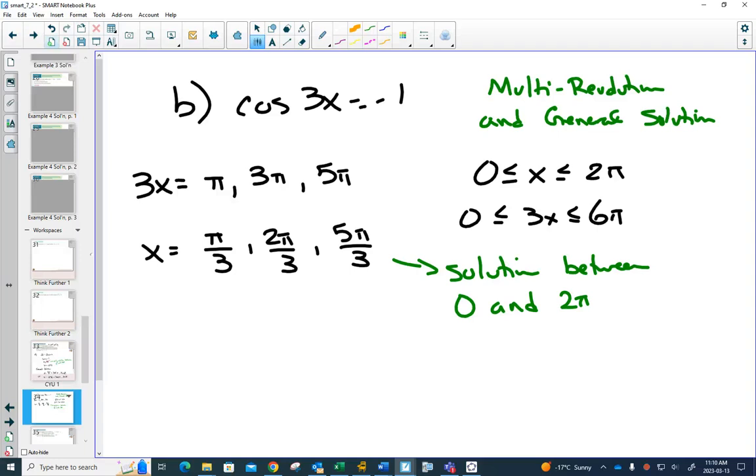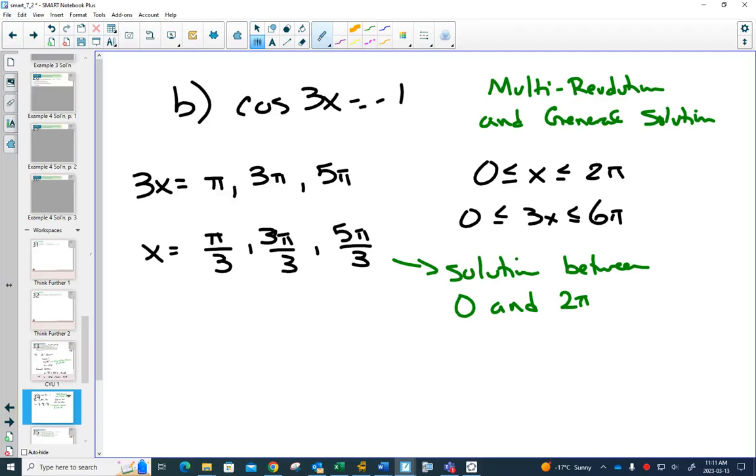Question, did I make a mistake? Oh, that's a very good question. Yeah. It should be 3. It shouldn't change. And you could leave that as pi, or you could leave it as 3 pi over 3. Thank you for noticing. So, those are our solutions between 0 and 2 pi.